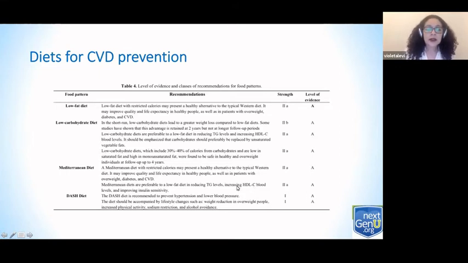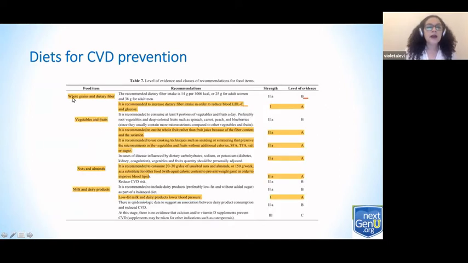So for example, here it says that the DASH diet is recommended to prevent hypertension and lower blood pressure. And the diet should be accompanied by lifestyle changes such as weight reduction in overweight people and increased physical activity, sodium restriction, and alcohol avoidance. This is the one that has more and better quality of evidence. Also, in the second level is the Mediterranean diet, that with restricted calories may present a healthy alternative to the typical Western diet, and it may improve quality and life expectancy in healthy people, as well as in patients with overweight, diabetes, and cardiovascular disease.